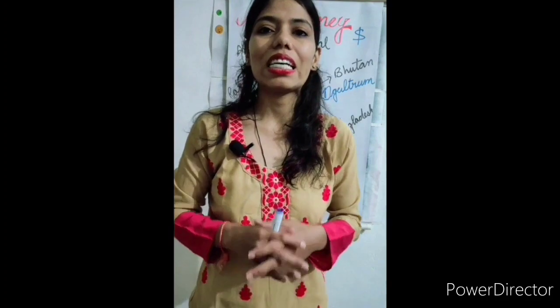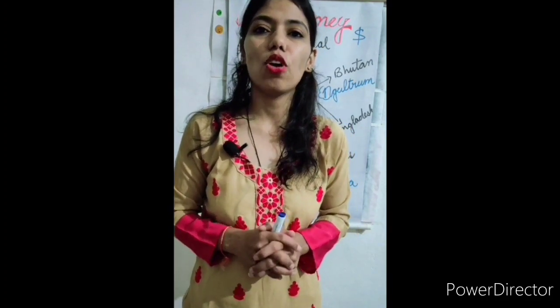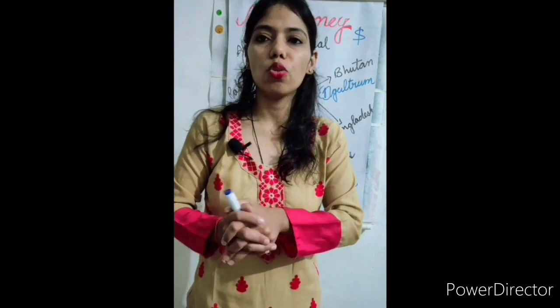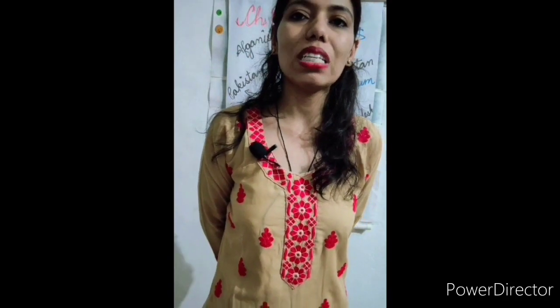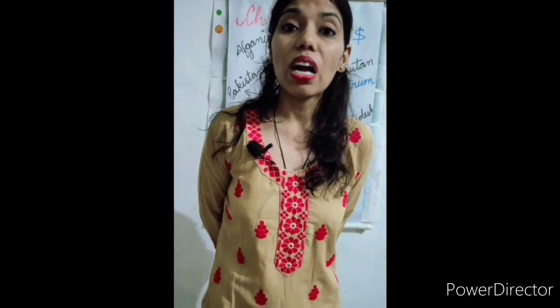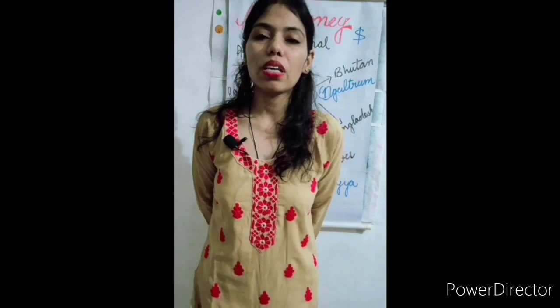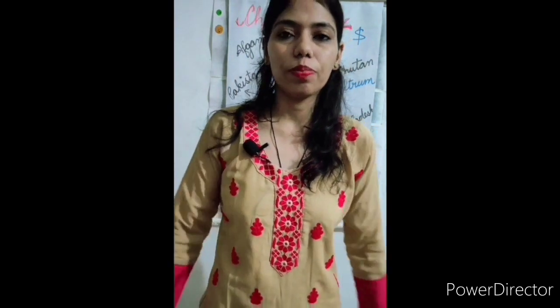Now we will start exercise 9.1, and the first question of exercise 9.1 is: write in the form of rupees using decimal notation. Now let's start the first part of this question, and part A is 50 paise. We have to convert this 50 paise into rupee.